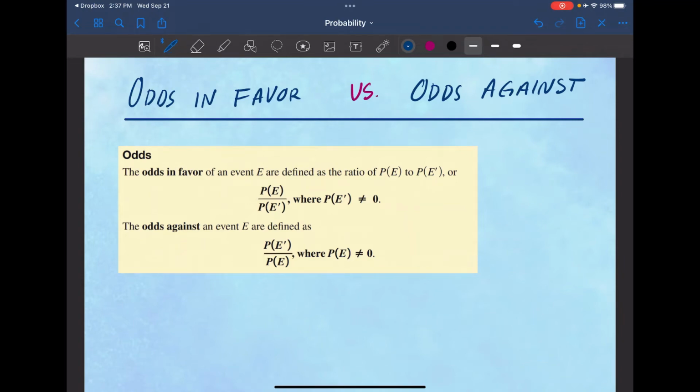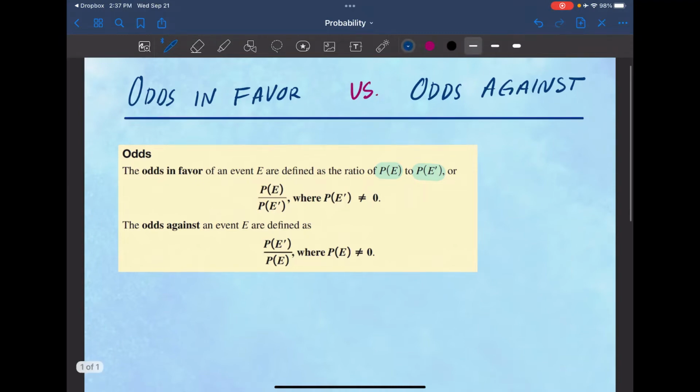In this video, we're going to be working out odds in favor versus odds against an event. These are two different ways you can also see probabilities. Suppose P(E) is the probability of an event happening, and P(E') is the probability of E not happening, so that's the complement of the event E. Now we want to compare their ratios.